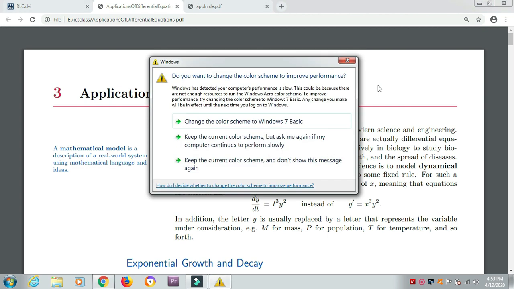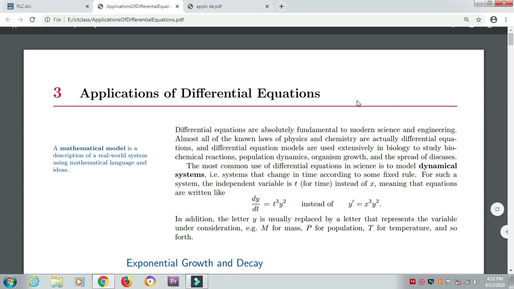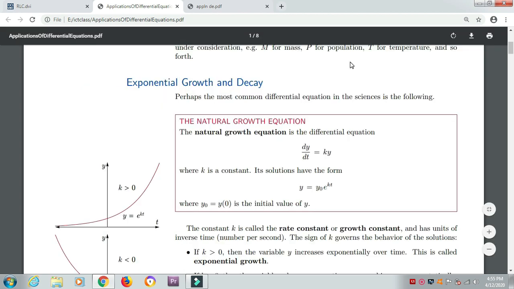Here, in the dynamical system, we have used the independent variable x as t. So, we have the differential equation like this, dy by dt equal to t cube into y squared, instead of the ordinary differential equation in terms of x and y, y dash equal to x cube into y squared. In this section we are going to see about the applications of differential equation in physics and chemistry. First, exponential growth and decay.